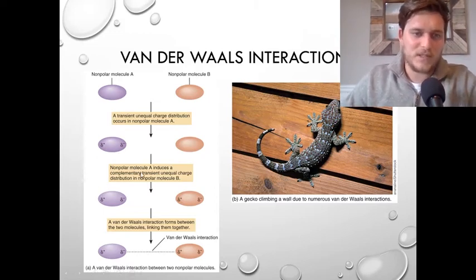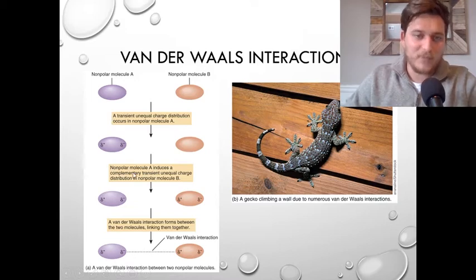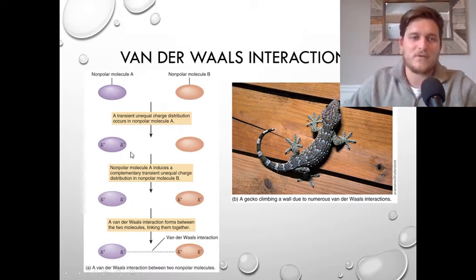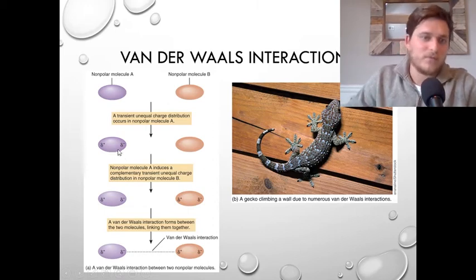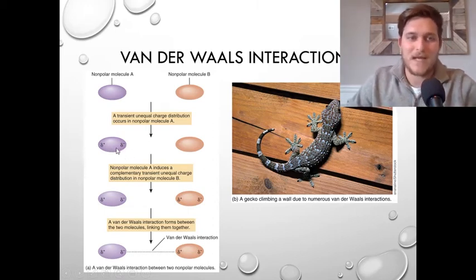And so here we're going to see molecule A induce a complementary transient unequal charge distribution in nonpolar molecule B, meaning that there's going to be a movement of electrons within this molecule, a sudden change in the formation of that molecule, which gives this molecule a partial positive charge on one side and a partial negative charge on the other. So for whatever reason, more electrons have gone to this side and less have gone to this side, giving it a partial positive or partial negative charge.